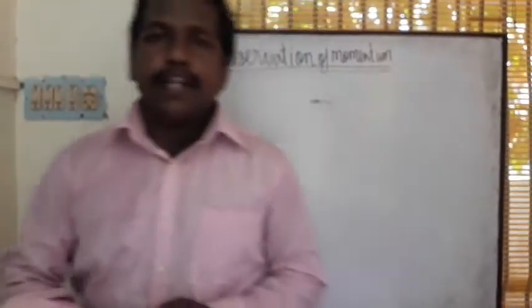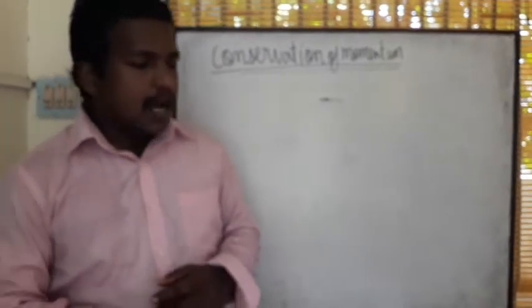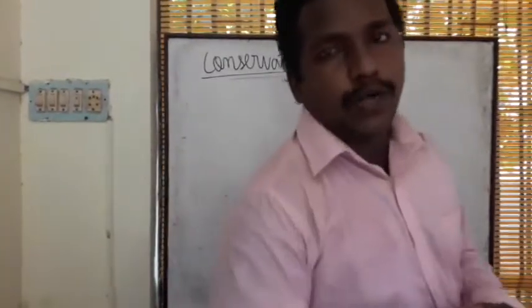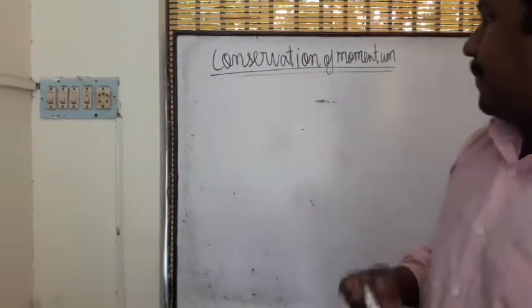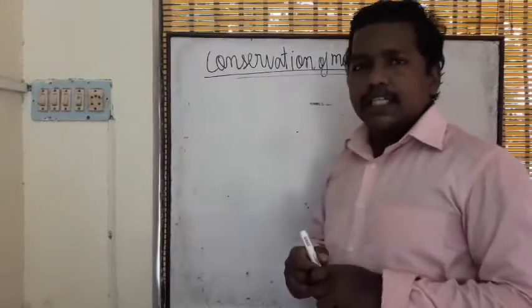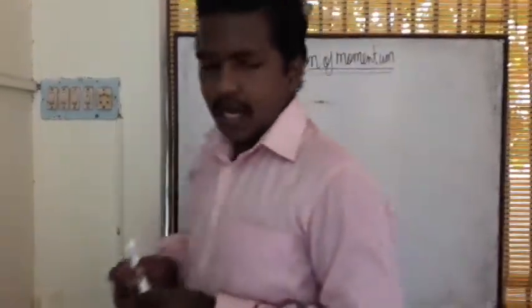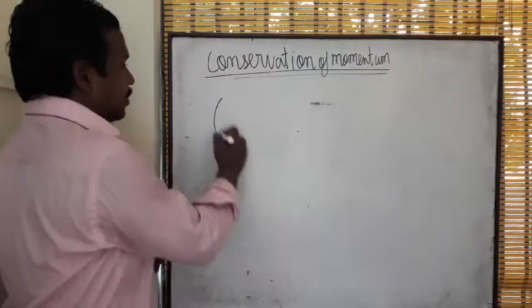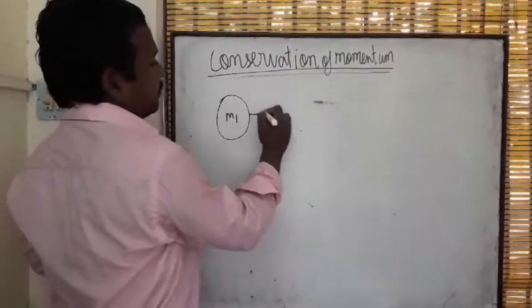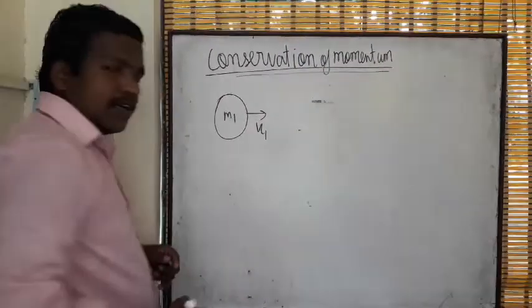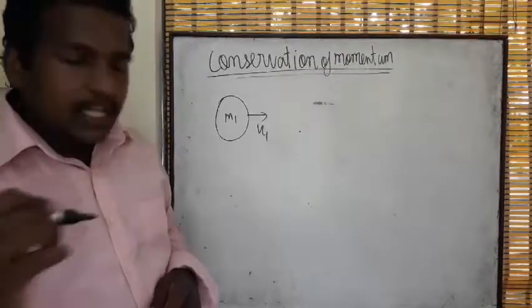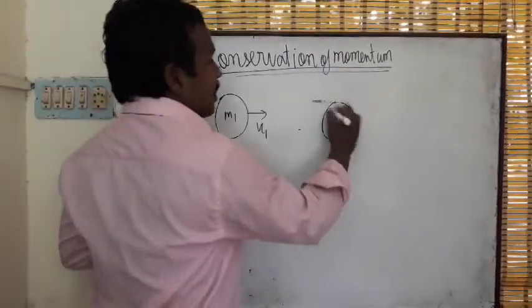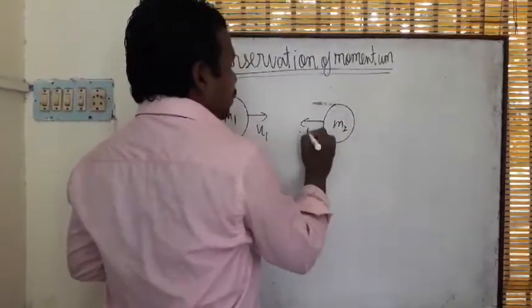Hello friends, in this video we are going to discuss how momentum is conserved. We will take two objects. Object one has mass m1 with velocity u1, and object two has mass m2 with velocity u2.